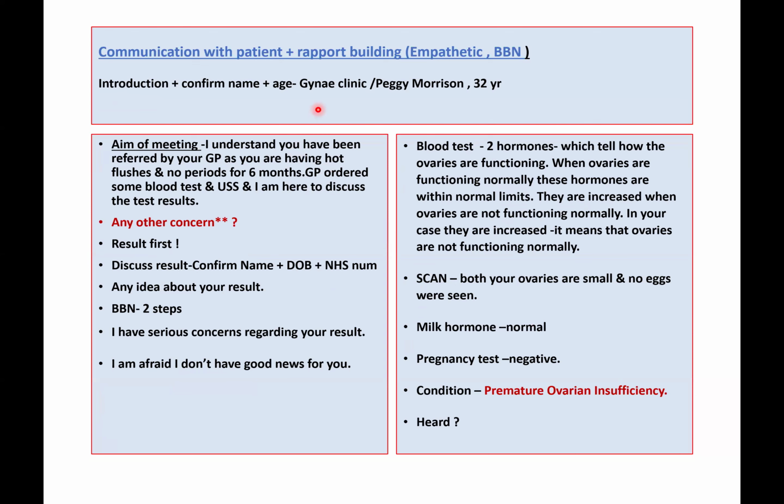Ma'am, suppose for premature ovarian insufficiency, we have to rule out thyroid and all. And if we ask the patient and she says she doesn't have any symptoms, then also we need to do the test? No, no, no. Then no need to do the test.